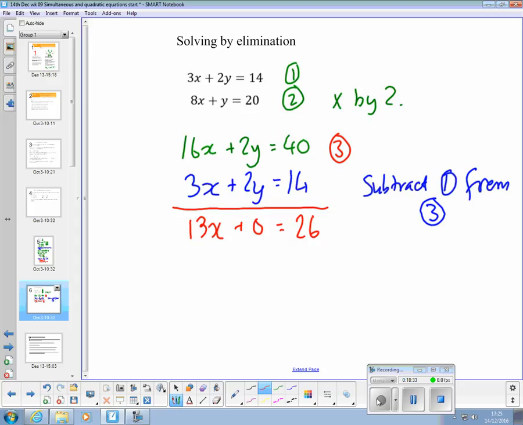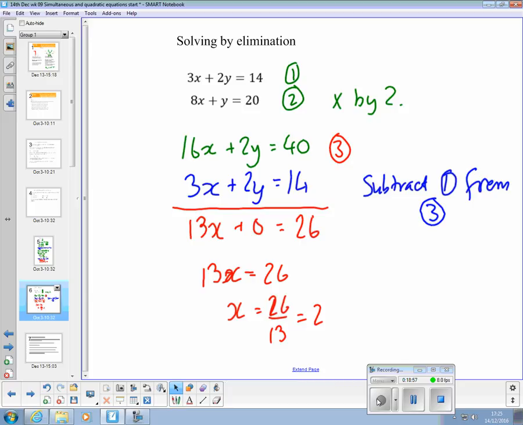Okay? Everyone agree with that? So we got 13x is equal to 26. x is 26 over 13, equals 2. We've found x to be the same as what we did by substitution method. Okay? We would then insert that back into any one of those equations for x and find y. Probably going to choose number 2 because it's already got y on its own. So they're the two methods.